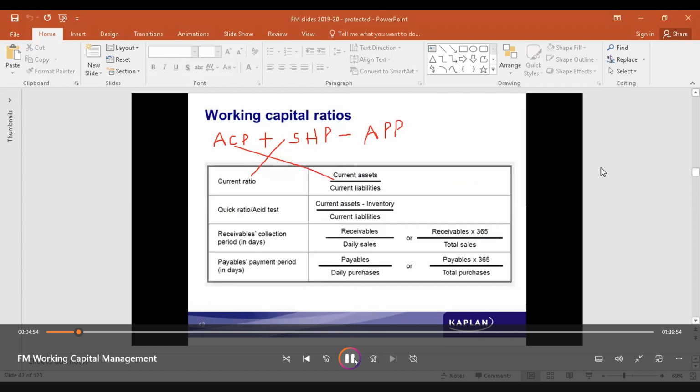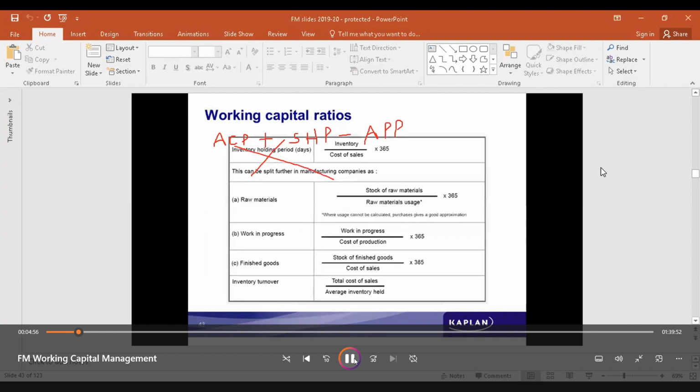So this is a simple concept. Instead of doing it as 365 days divided by a turnover ratio, the equations are sometimes given directly as 365 days into the fraction reversed, that is stock of raw material usage, or 365 days into work in progress divided by cost of whatever it is, so that the denominator is reversed and taken into the numerator.